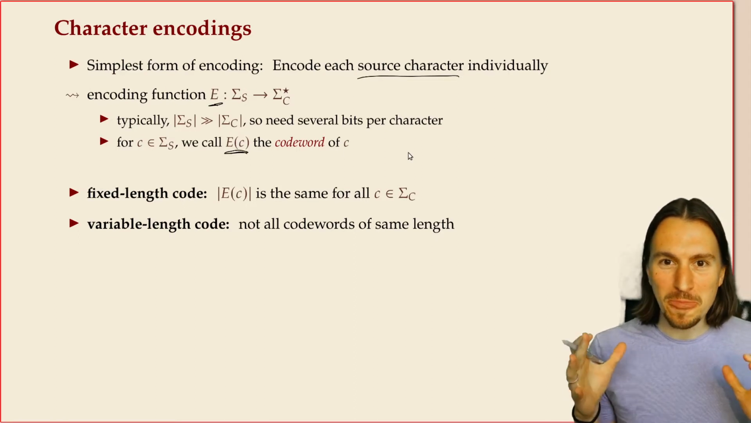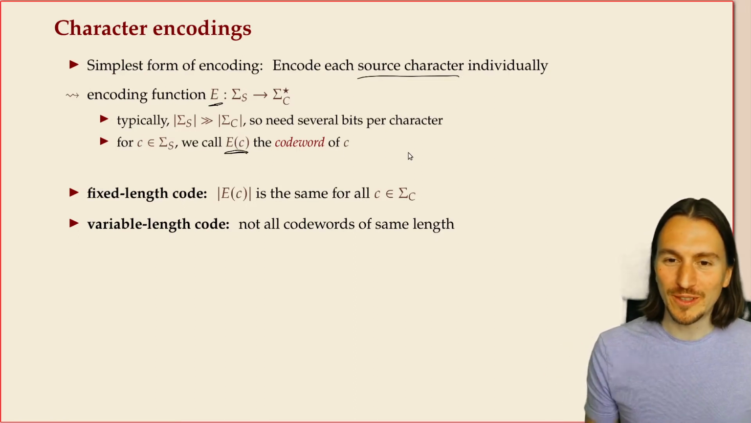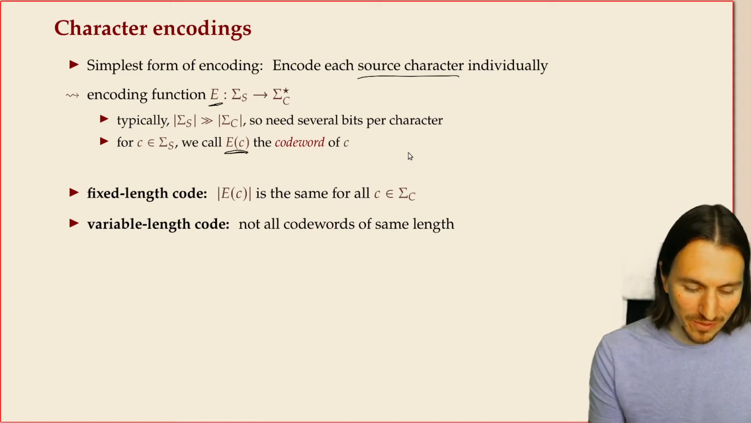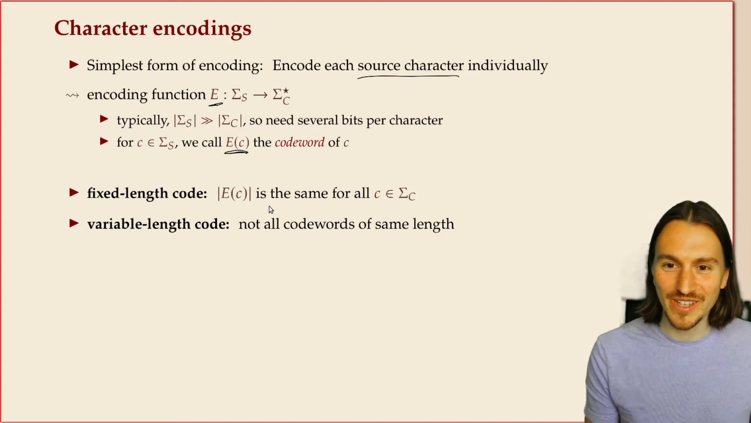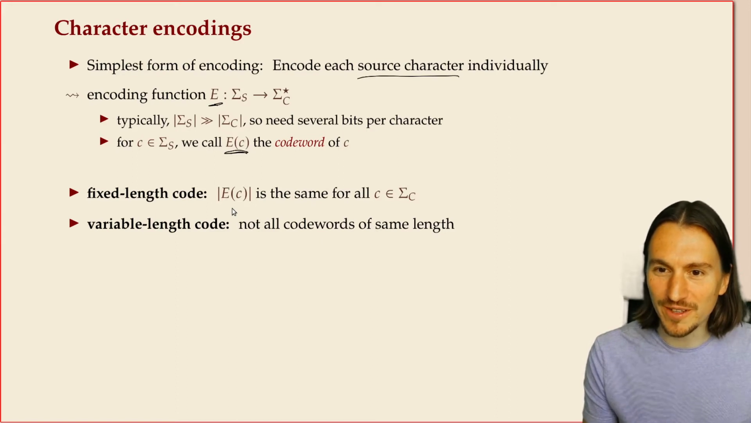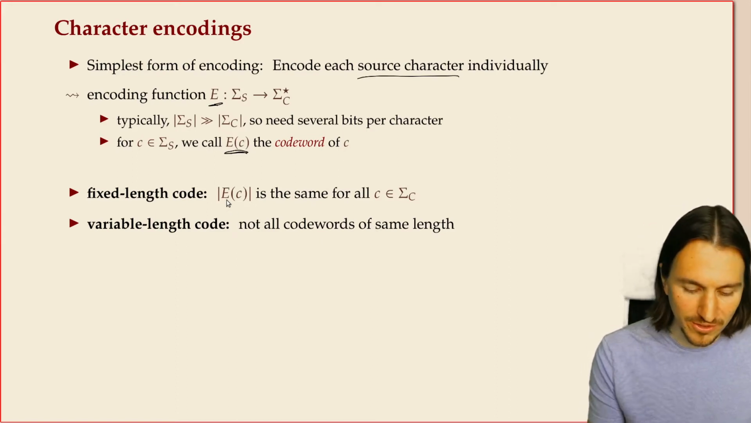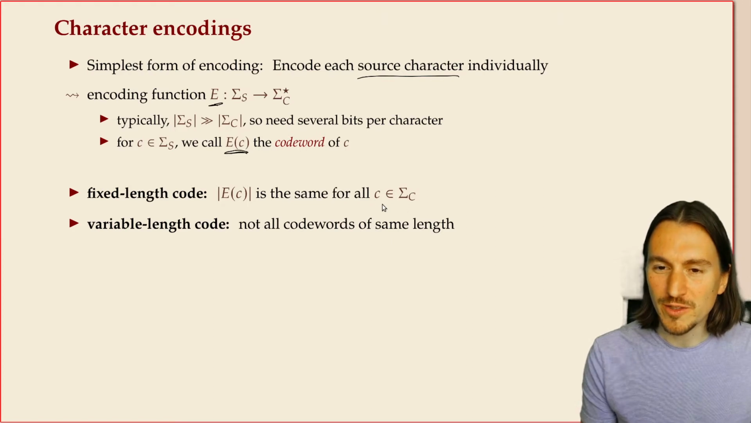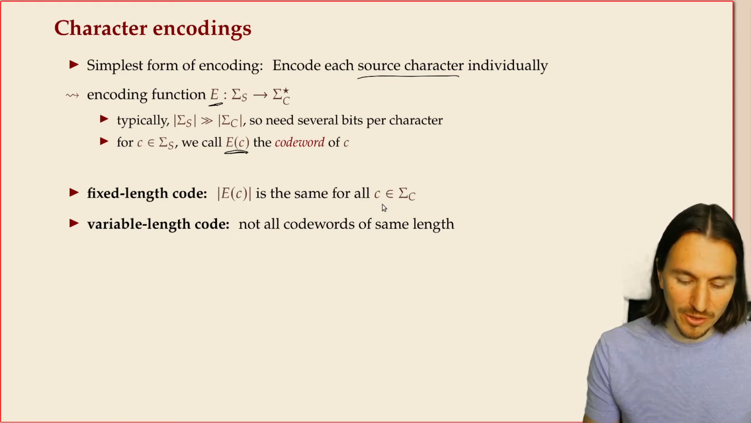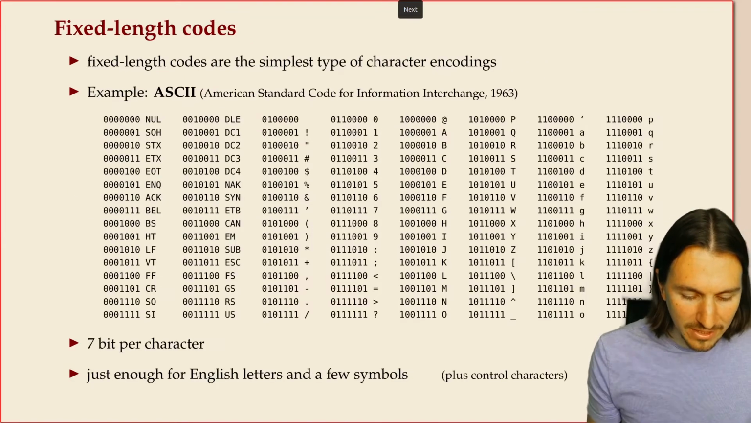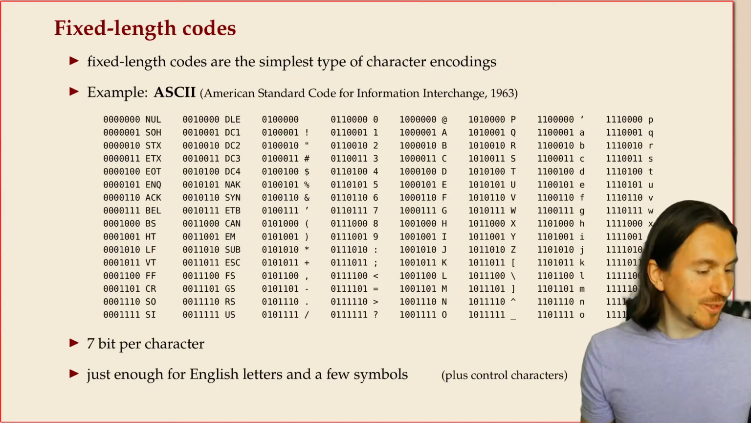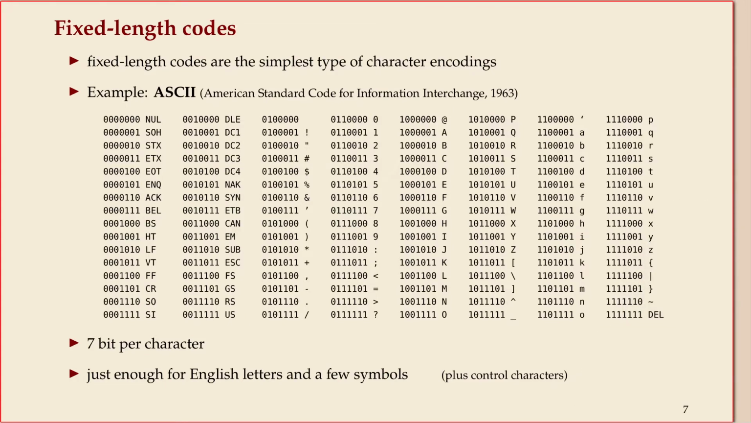And we can distinguish two fundamentally different types of such character encodings. They can either be fixed length or variable length. And as the name indicates, fixed length just means that the code words for all the characters in the alphabet are the same. The code words are of the same length. They have the same number of bits, and any other code is a variable length character encoding. There are well-known examples of fixed length codes. Here's one that I'm sure you've seen.